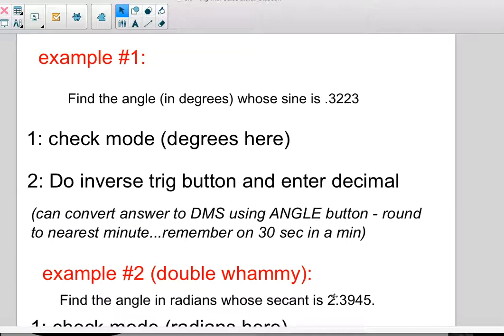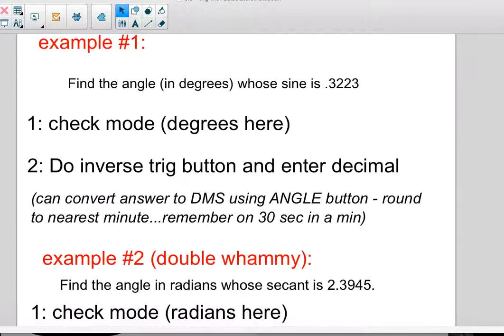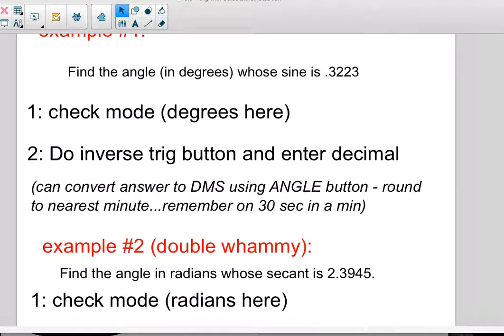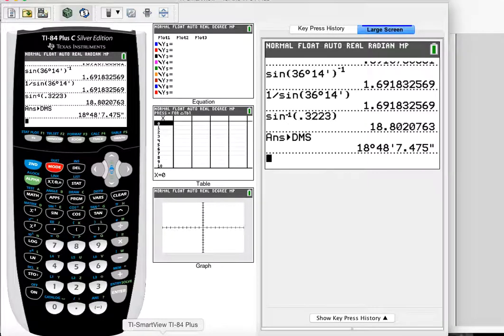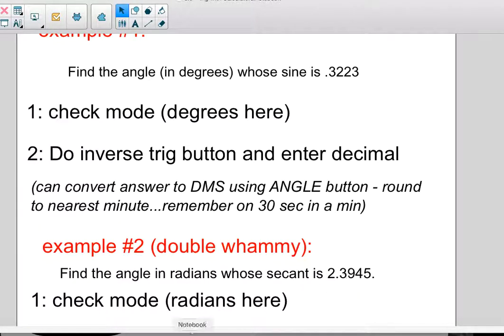Now I need the secant equal to 2.3945. So check mode. I'm in radians. Already did it. Now again, I don't have a secant button, but secant is the reciprocal of cosine, and I need to find an angle. So it's going to be one of the inverses: inverse sine, inverse cosine, inverse tangent. With secant, I don't have it, so I'm going to hit inverse cosine, because that's the reciprocal of it, and then 2.3945.